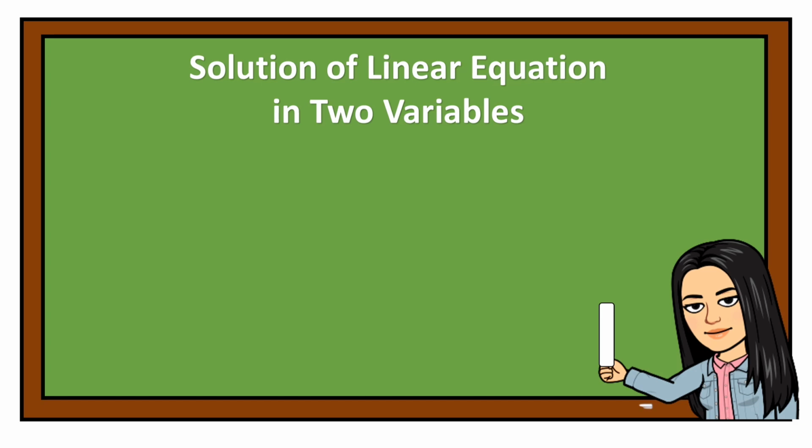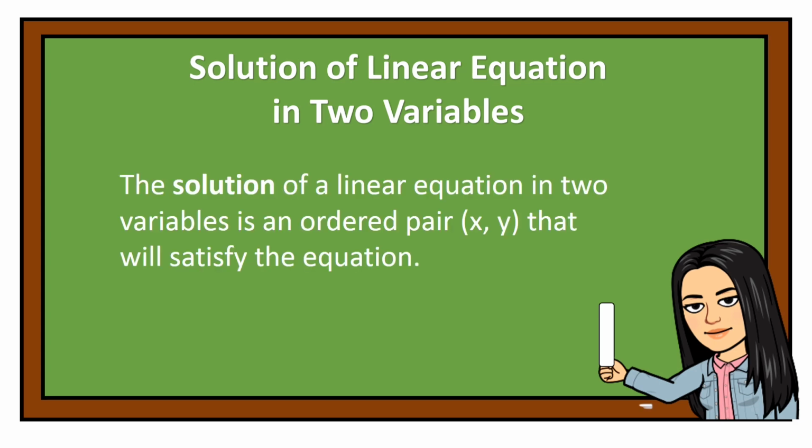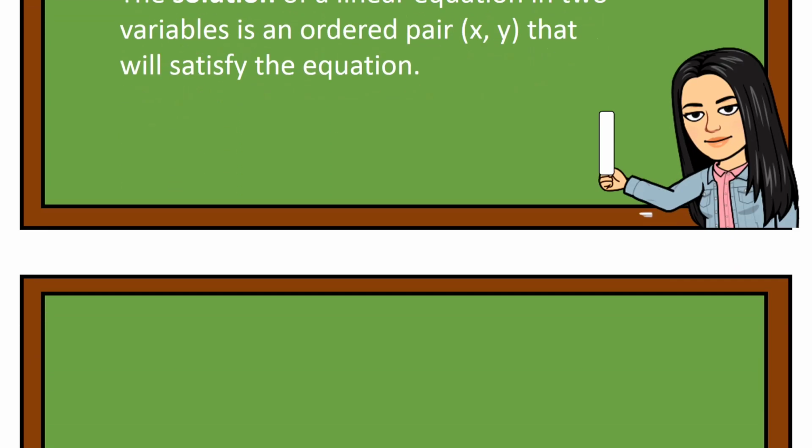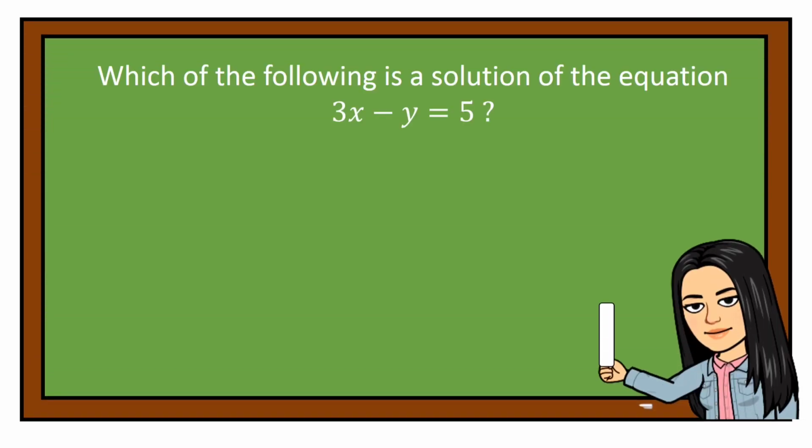Let us discuss the solution of linear equations in two variables. The solution of a linear equation in two variables is an ordered pair (x, y) that will satisfy the equation. So let us answer this question. Which of the following is a solution of the equation 3x minus y is equal to 5? Is it A, (1, 6), or B, (2, 1)?